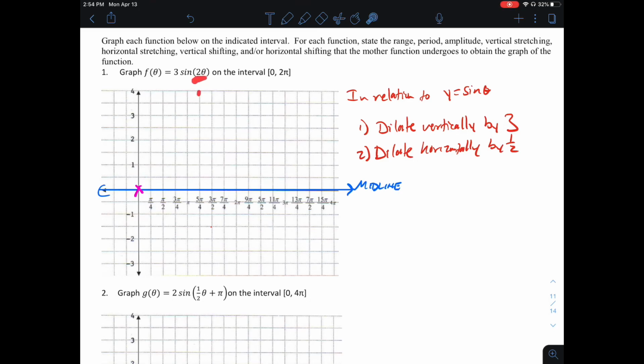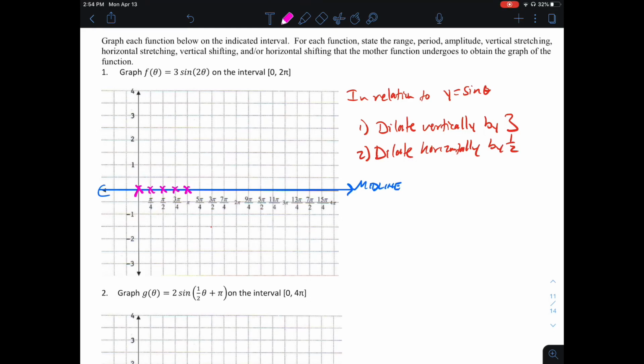And since the period just got cut in half, because it's a horizontal dilation by a half, this is going to end at pi instead of ending at 2 pi. Once you know where it begins and ends, then it's pretty easy to figure out where the middle is and where the 1/4 and 3/4 are.